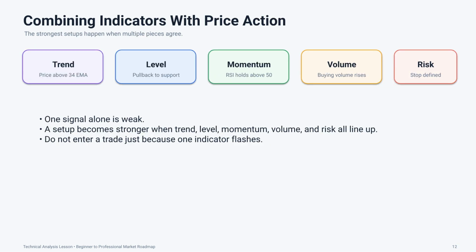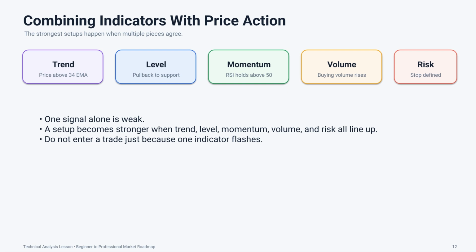Now, let's talk about combining indicators with price action. This is where trading starts to become more complete. A lot of beginners look for one perfect indicator. They may say RSI gave a signal, or MACD crossed, or price touched a moving average. But one signal alone is usually weak. A stronger setup happens when multiple pieces of information agree with each other. On this slide, we have 5 important parts.